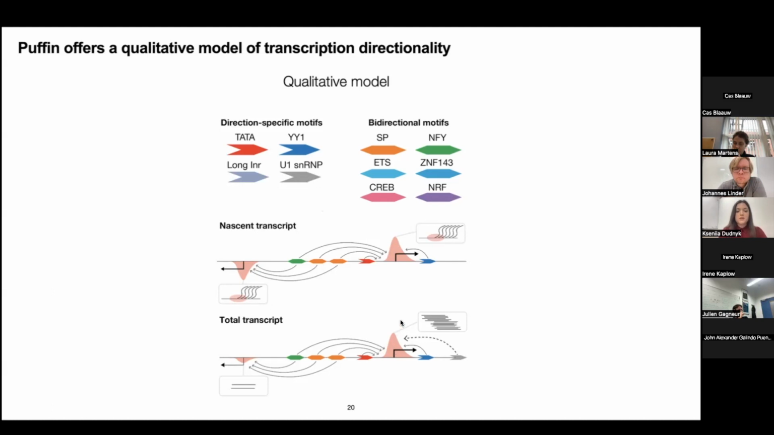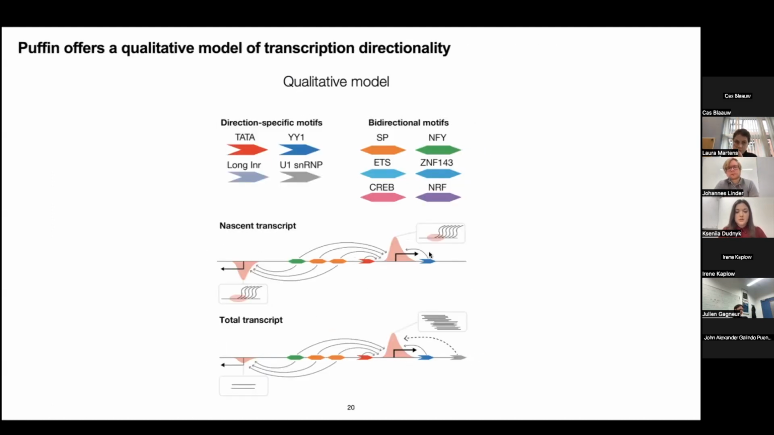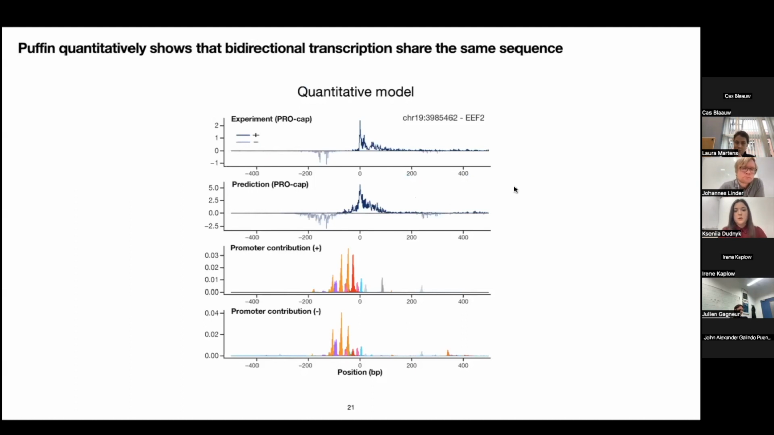Then there is another question that was not completely clear. So we do observe there is signal on the forward strand and on the reverse strand, but do they share the same promoter, or is it just two promoters that appear near each other? And using Puffin, we can quantitatively assess the contribution that the sequence has to the transcription initiation on one strand and the transcription initiation on the other strand. So how can we do this?